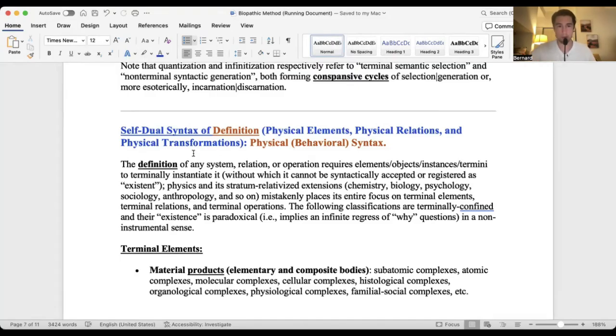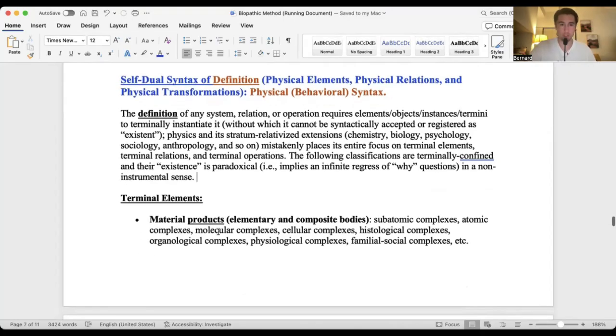Okay? So, the definition of any system, relation, or operation requires elements, objects, instances, termini to terminally instantiate it, without which it cannot be syntactically accepted or registered as existent. Physics and its stratum-relativized extensions, chemistry, biology, psychology, sociology, anthropology, and so on, mistakenly place their entire focus on terminal elements, terminal relations, and terminal operations, right? This is called terminal confinement in the CTMU. And the following classifications and their existence are basically paradoxical in a non-instrumental sense.